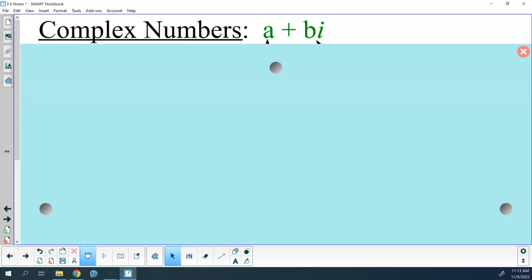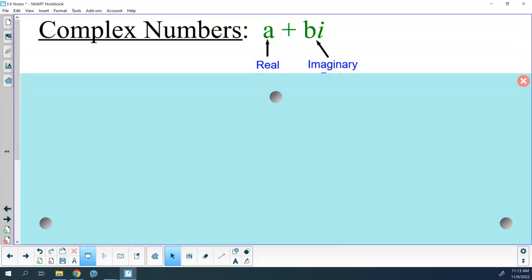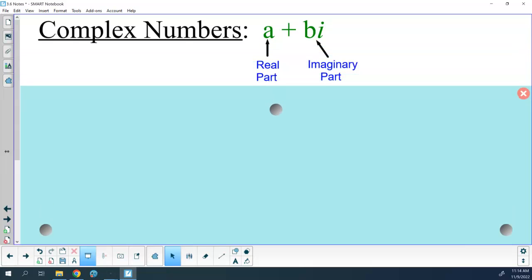So a true complex number has 2 parts. It's got a real part and it's got an imaginary part. A real number just has the real part. An imaginary number just has the imaginary part. But we can write them all as complex numbers by adding in both of those parts.